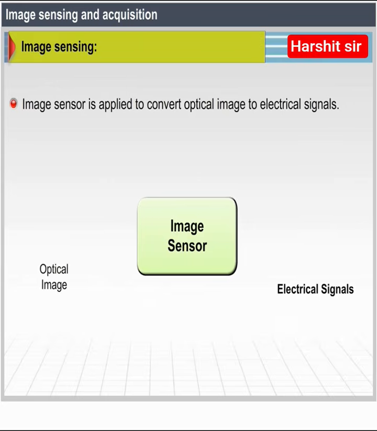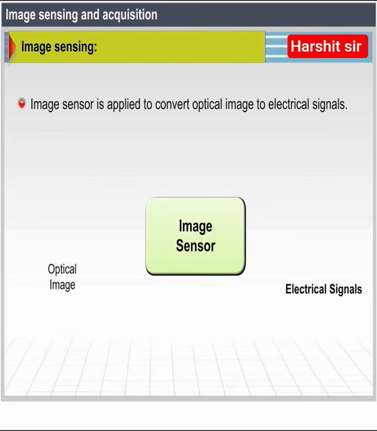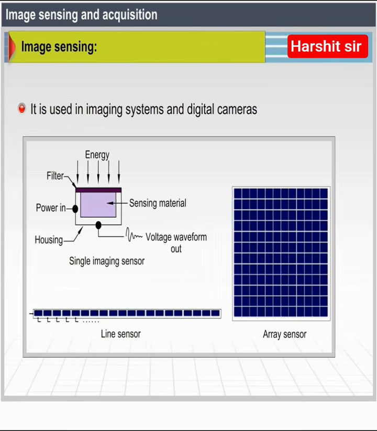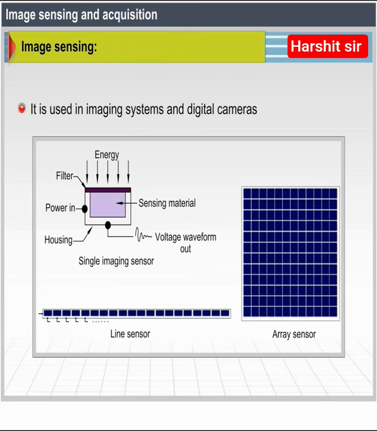Image sensing. Image sensors are used to convert optical images to electrical signals. It is used in imaging systems and digital cameras.